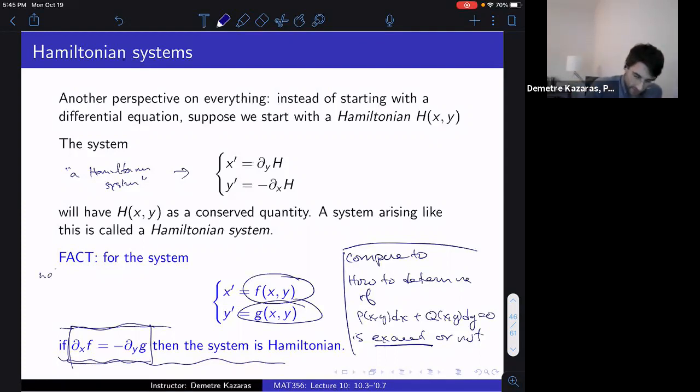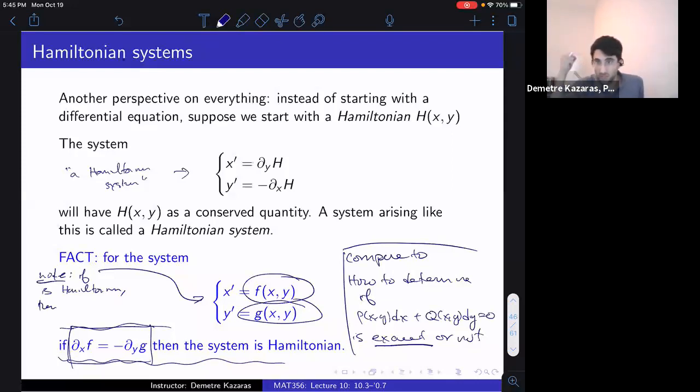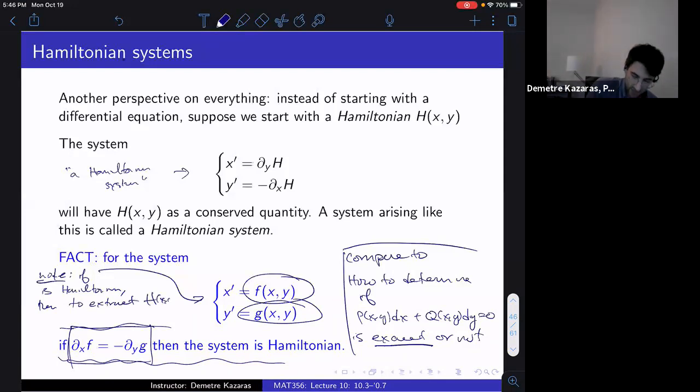So just notice, if this thing is Hamiltonian, then we would like to extract our conserved quantity. So to extract the function of x and y, the conserved quantity, the Hamiltonian H, well, that's similar to the process of finding the function whose total differential is the left-hand side of the equation on the right.